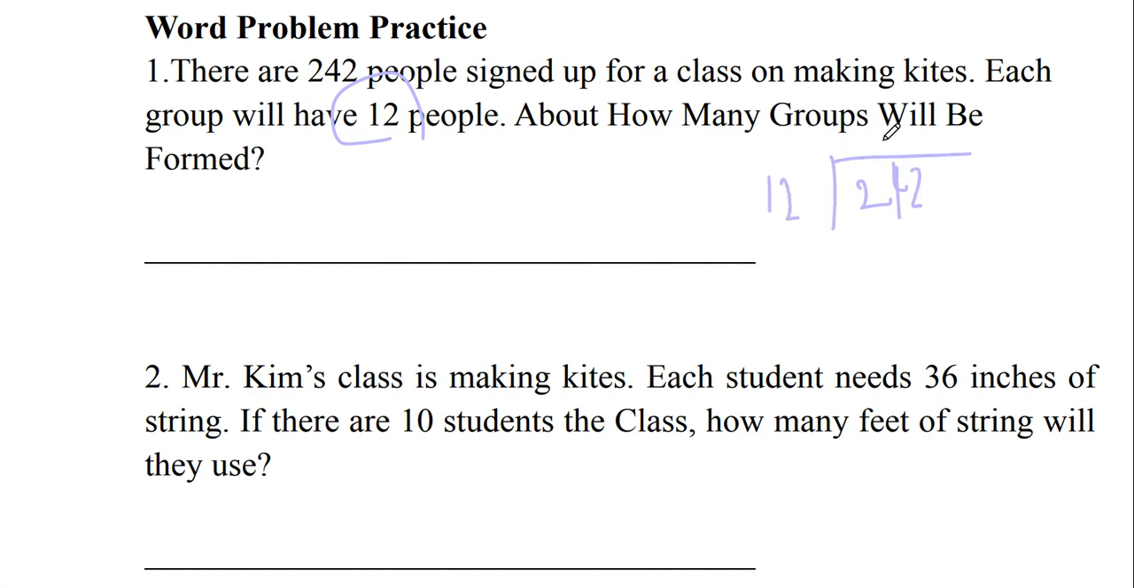So we can clearly see that this will be 20, and then you're left with 2. And this 2 represents the 2 people that are left. So your answer is not going to be 20, rather it'll be 21. The reason why is that even though you can't have a group of 2, those two leftover people still have to form a group, so you have to add 1 more.